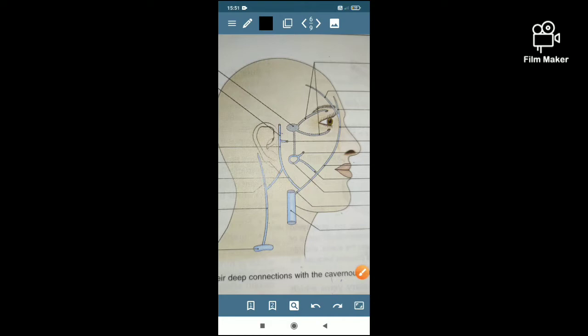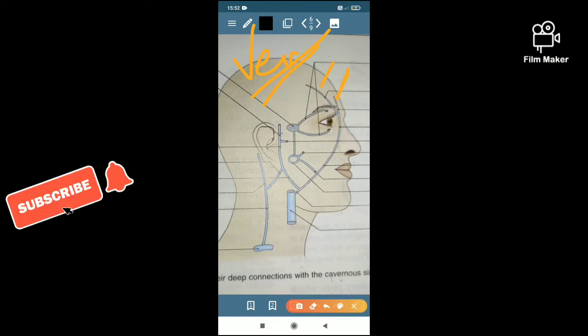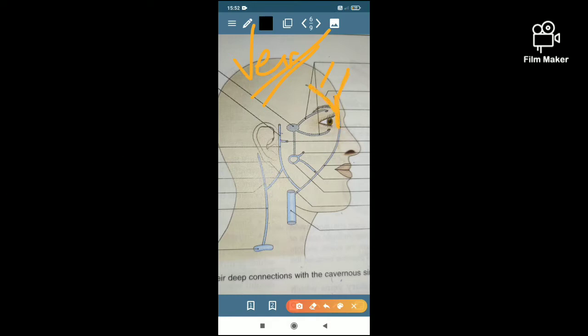So let's go into venous drainage. Very important, guys. Venous drainage is really important and you should remember. The names of arteries are similar to the veins. So this is supraorbital, which is above the orbit, and this is supratrochlear, which is here. This is supraorbital and this is supratrochlear.